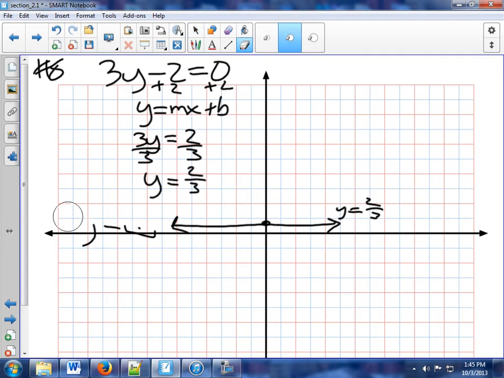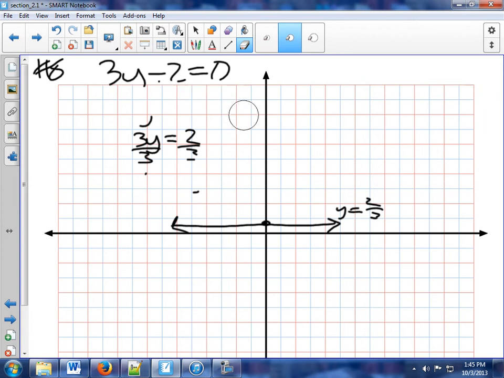All right, I'll keep my graph there. What about 15? I'm not done with this one.